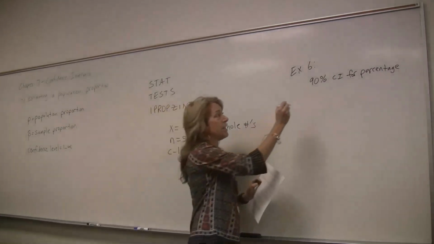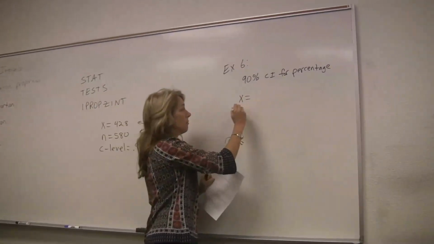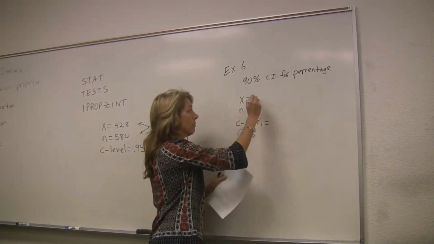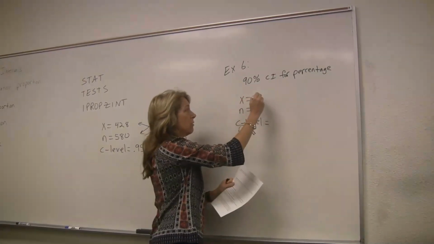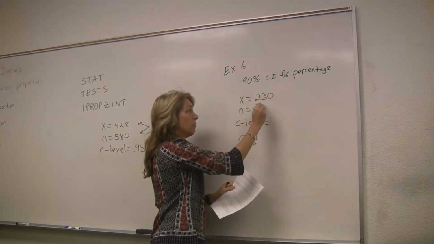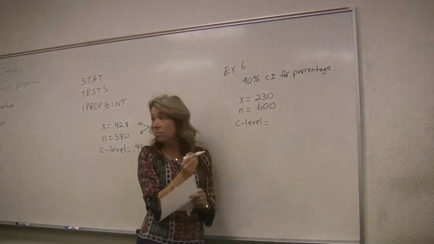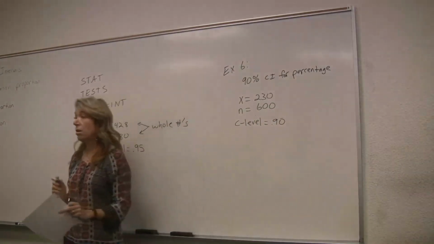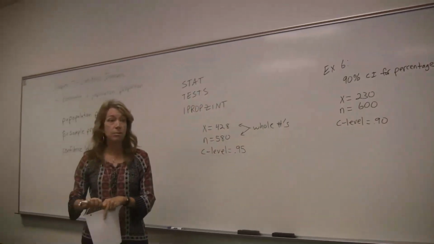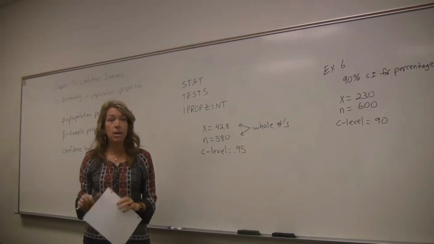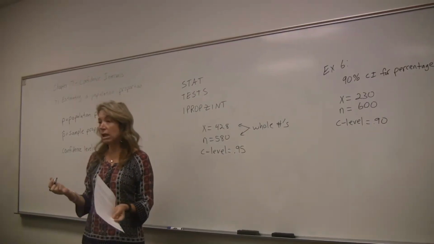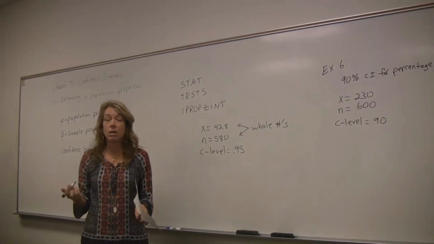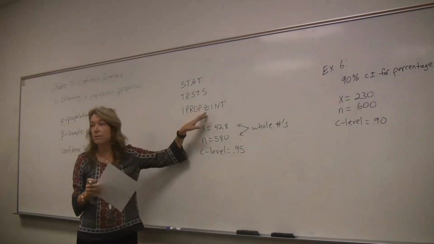And what am I going to tell it? 230 was our X, 600 was our total, and 0.90 is our C level. The hardest part of this problem is reading and understanding that you want a 90% confidence interval for a percentage, and knowing that you have to go to one prop Z int.